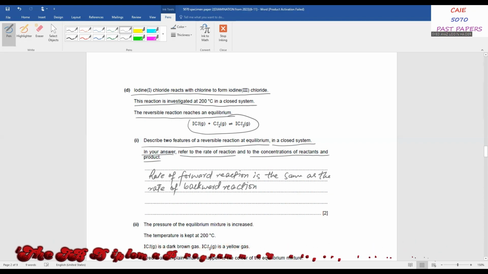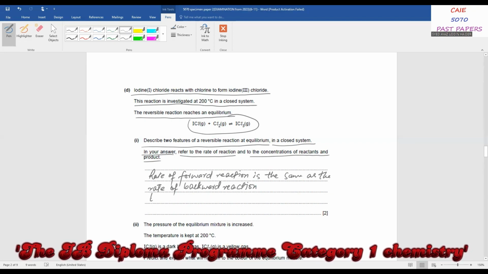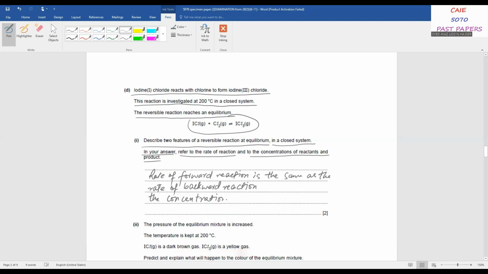And the concentrations of reactants and products do not change or remain constant. You can even write remain the same.